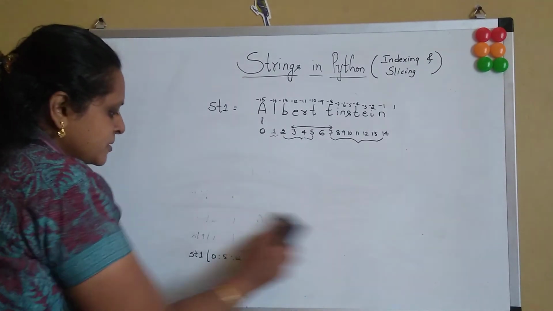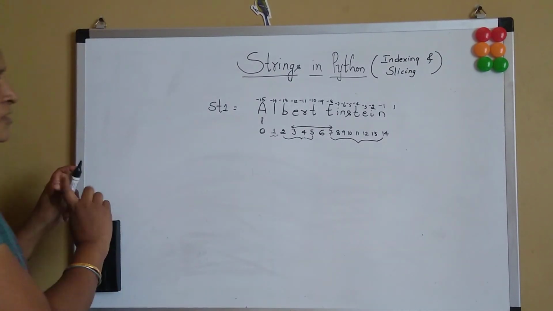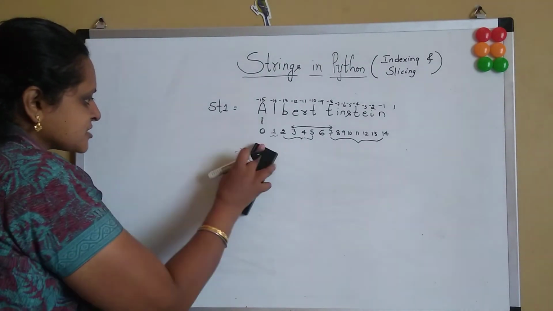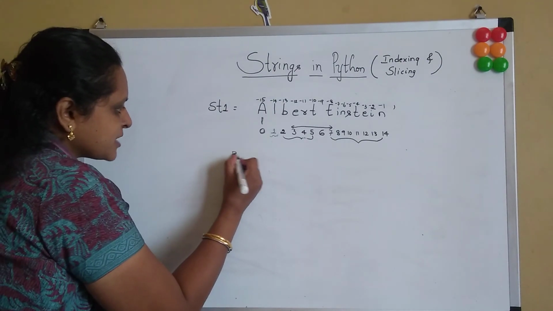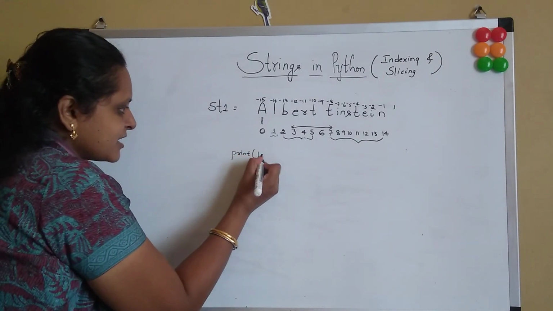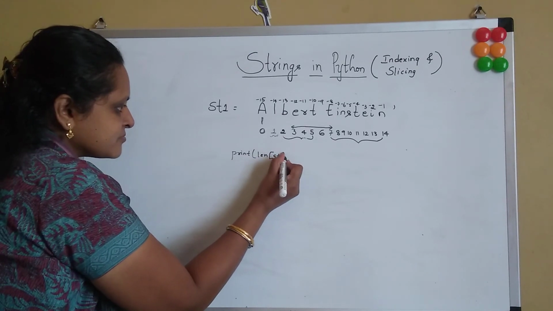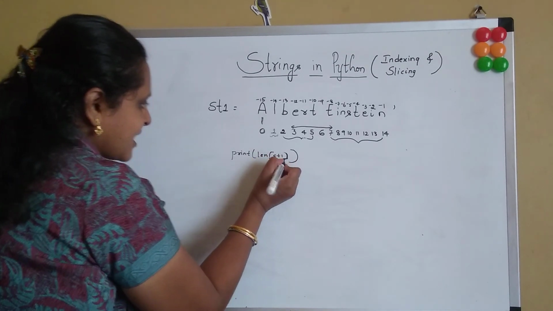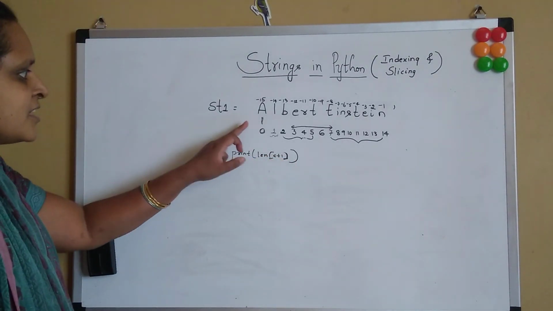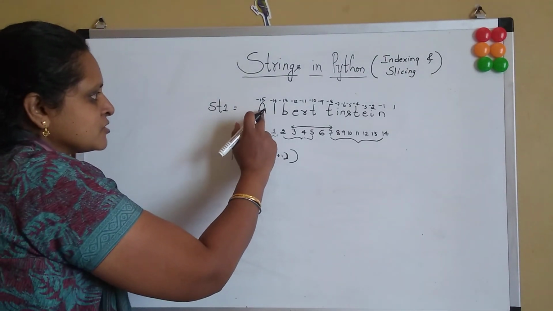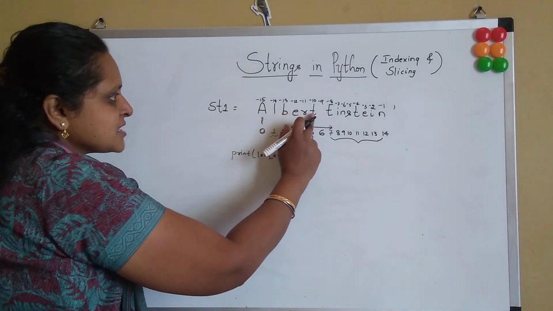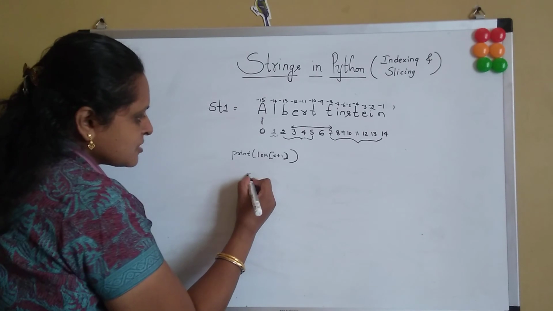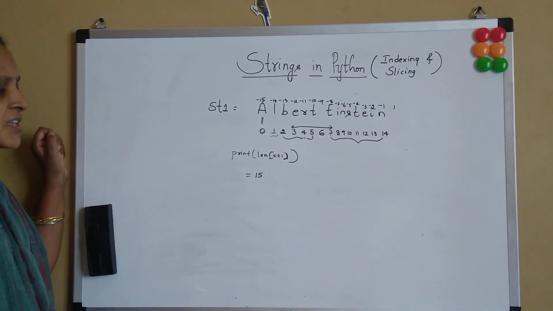And now let me go on to the length of the string concept. What is the length of this particular string? You can directly get it by using a built-in function called len. So print(len(st1)). The length will start counting from the first position. So 1, 2, 3, 4, 5, 6, 7, 8, 9, 10, 11, 12, 13, 14, 15. So the value 15 will be displayed on the screen.